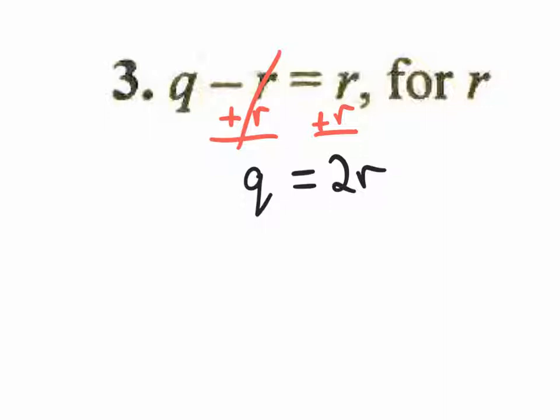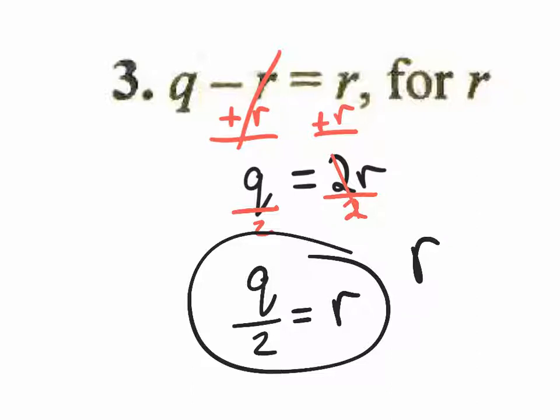So to get rid of multiplication, you're going to do the opposite of multiplication, which is division of that same exact value. Divide by 2, and guess what? We're done. It says q divided by 2, which you can't really do. You just leave it like a fraction, equals r. It'd be better to write the r on the left side. r equals q over 2.